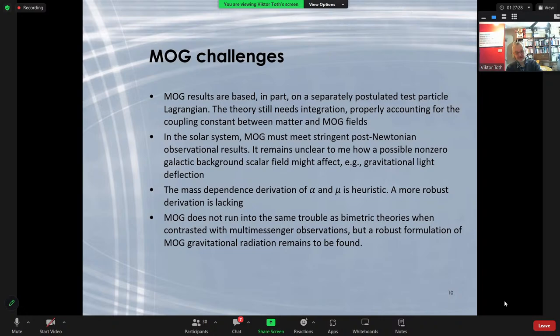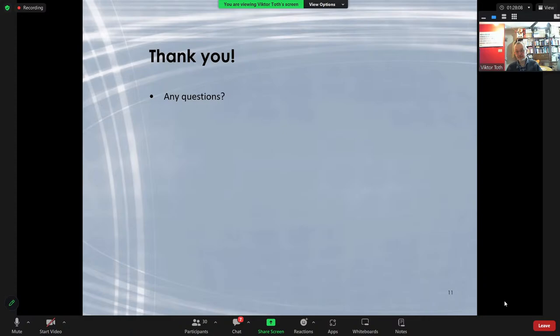Having said that, one point in favor of MOG is that, unlike several other theories, MOG is not a bimetric theory, which means that its predictions with respect to multi-messenger observations like neutron star mergers are pretty robust, because MOG predicts the same propagation velocity for gravitational waves and light. So the same issue that affected a number of gravitational theories that postulated multiple metrics, MOG fares rather well on those ones. So that's pretty much it. I wanted to be very brief because that's my allotted time. So thank you very much for listening, and let me know if there are any questions.